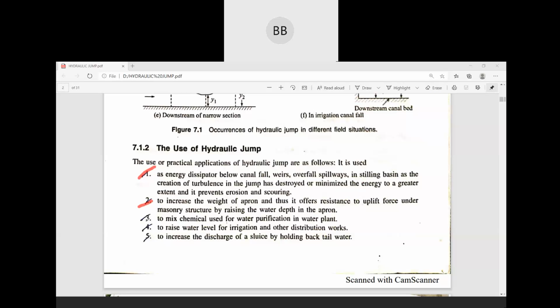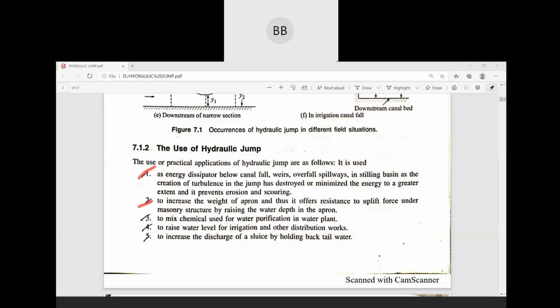Those things are not in the syllabus of this subject, but we use hydraulic jump to increase the weight of the apron because the water is falling on that particular apron, and because of this there is a high impact on the apron, which increases the weight. Thus it offers resistance to the uplift force under the hydraulic structure by raising the water depth in the apron. So this is our second point.